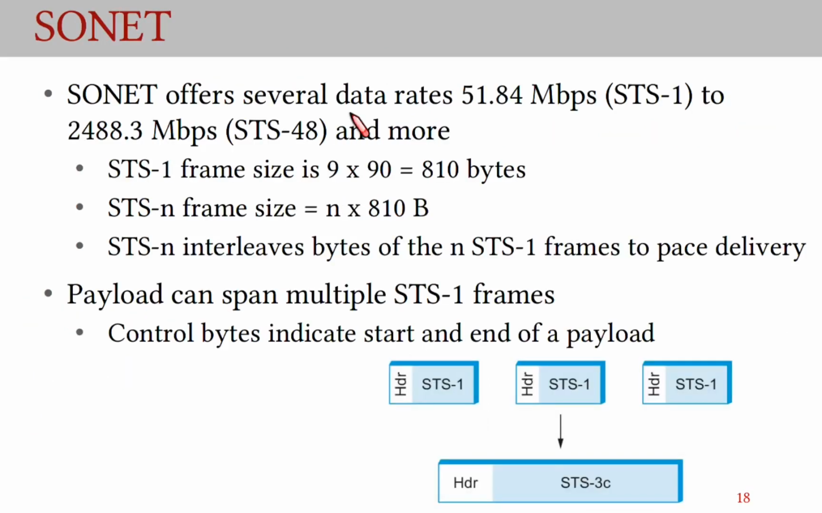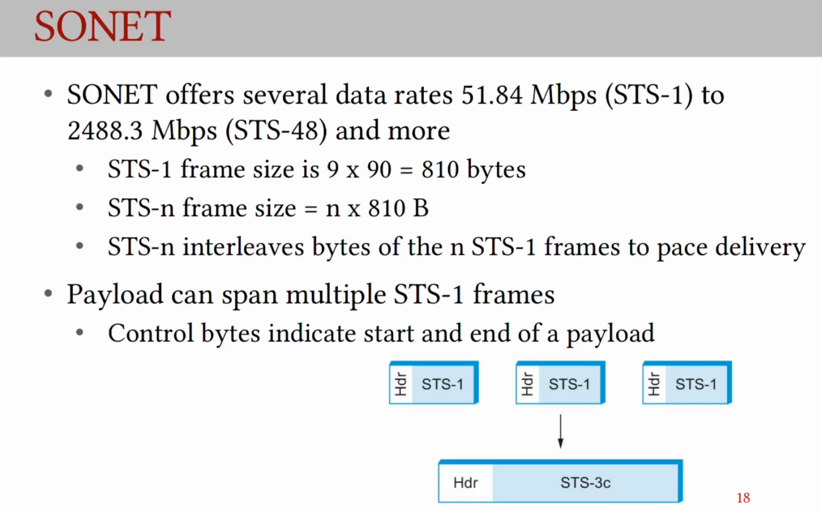Sonnet offers several data rates starting from 51.84 megabits per second to 2.4 gigabits per second and higher. The Sonnet frame I described in the previous slide is called the STS-1 frame, and recall it had 9 rows of 90 bytes, and that's 810 bytes. These STS frames come with a number, STS followed by a number. So the STS-N frame size is going to be N times the STS-1 frame size, which is 810 bytes.